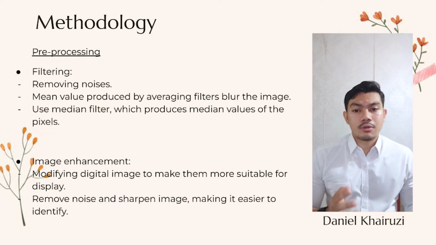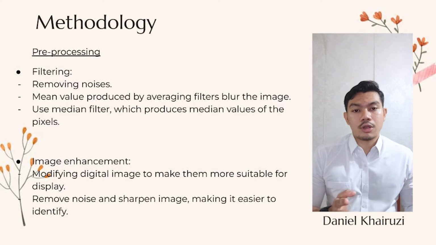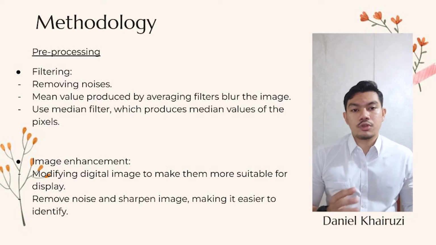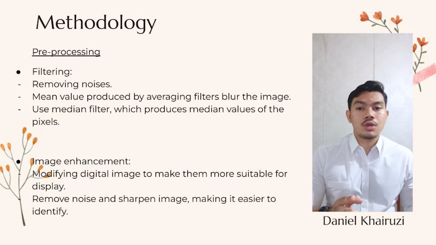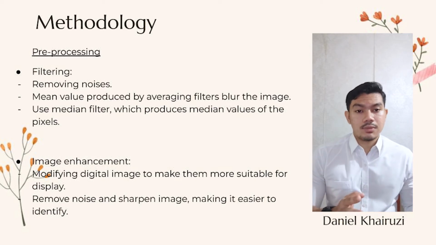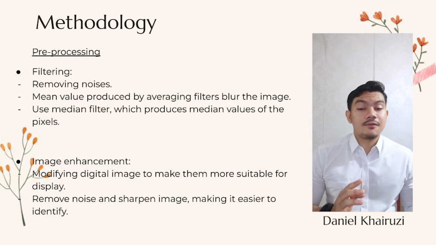The pre-processing process performs the following functions. The first one is filtering. Filtering is a method for removing image noise. Because the mean values produced by the average filter blur the image, the median filter, which produces median values of the pixels, is used. The second one is image enhancement. Image enhancement is the process of modifying the digital image to make it more suitable for display or further analysis. It can, for example, remove noise and sharpen or brighten an image, making it easier to identify key features.